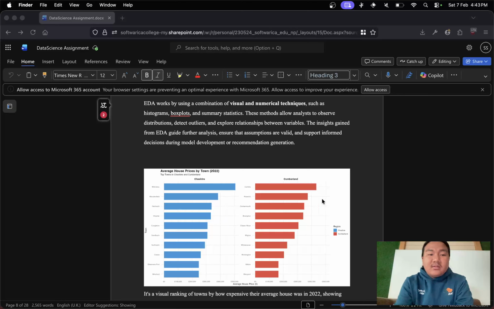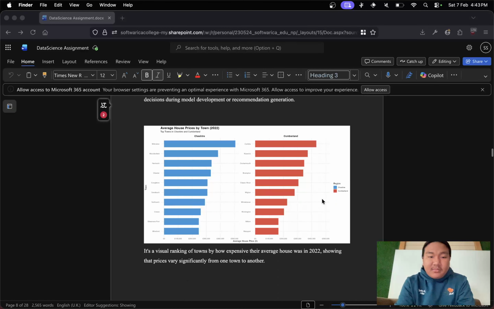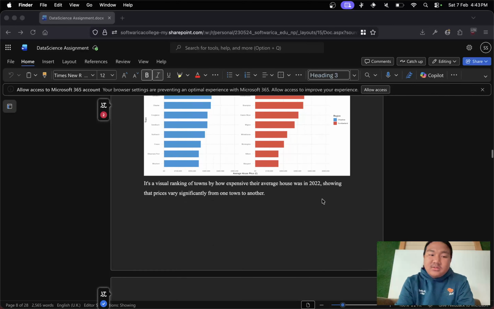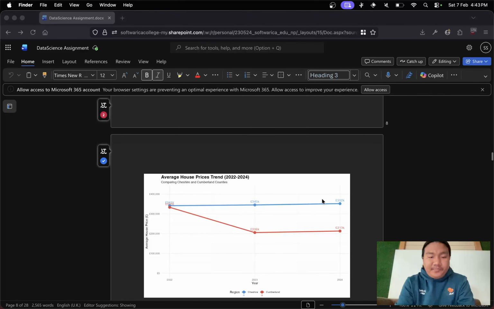The results showed that areas with better broadband connectivity generally have higher house prices. Areas with higher crime rates tend to have lower property values. This supports the idea that connectivity and safety strongly influence investment decisions along with affordability.